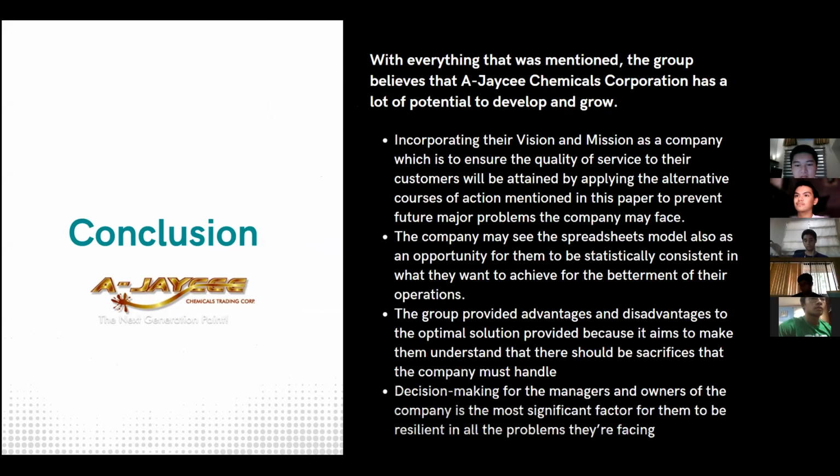This research paper provided objectives that the company can use as a reference in how they can improve. The company may see the spreadsheet models as an opportunity for them to be statistically consistent. Lastly, decision-making for the managers and owners of the company is the most significant factor in all the problems they're facing. They should be able to determine the pros and cons of the solutions that they want to implement.